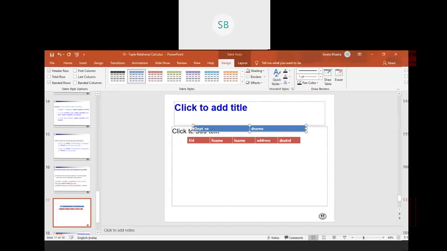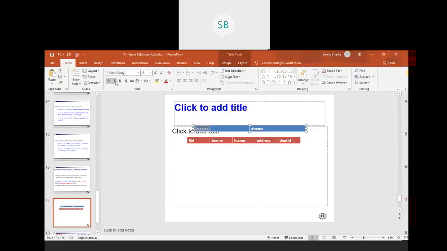We know in the department table, department number is the primary key, and in the employee table, employee ID is the primary key. But this department ID and department number are the same thing. In the department table, department number is the primary key, but here it is the foreign key. When we see this department ID, we will refer to the department table only.